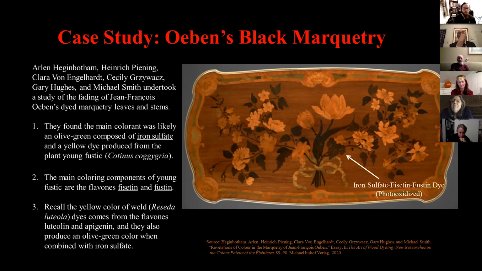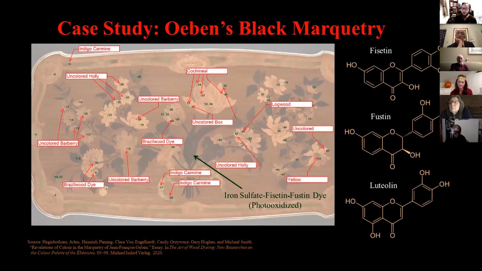And it has two main coloring components, or two main molecules, which are fisetin and fustin. And those two molecules are very similar to the weld molecules we looked at earlier, those same yellow molecules that also produce an olive green color when you combine them with iron sulfate. So if we look here, they publish these amazing photos, and we can see where all of the dyes are labeled in this photo.